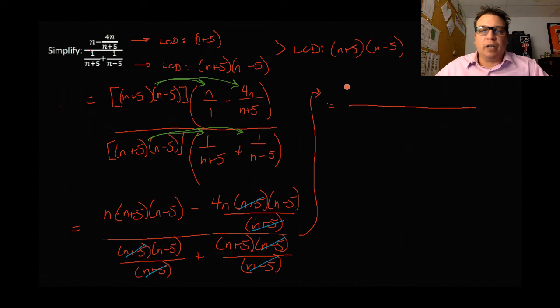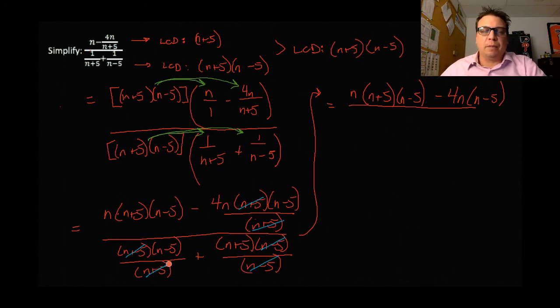So in my numerator, I'm left with n times (n plus 5) times (n minus 5) minus 4 times n and (n minus 5). And we'll deal with all of that momentarily. All right, we'll clean that up and then we'll work from there.